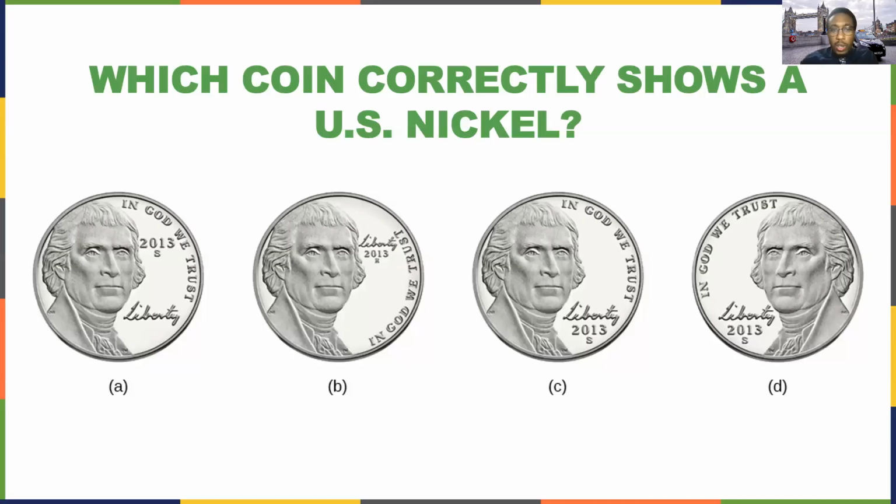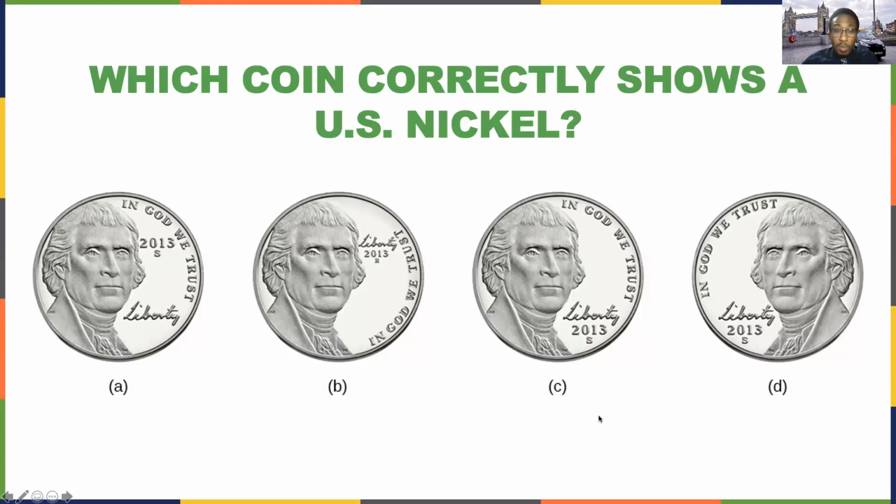Take a very close look at this picture. Which of the following four coins correctly shows a nickel? Which of these four has the right layout? Take a close look. Now, the correct answer is C, this one.